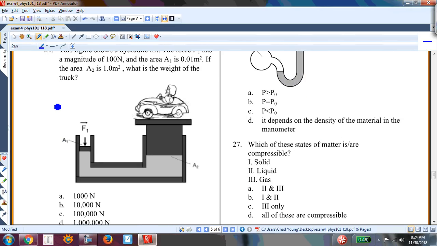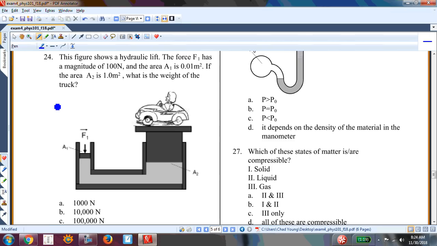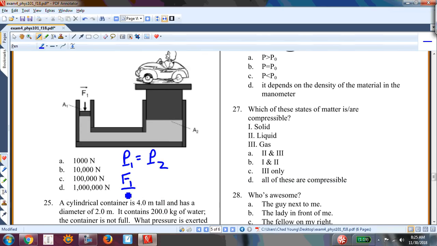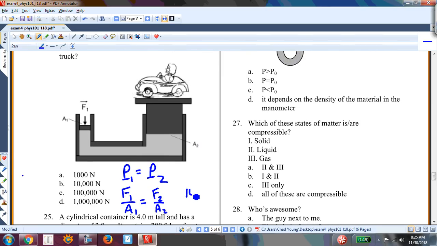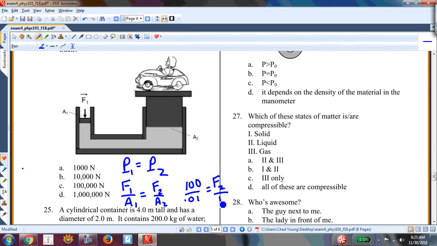This shows a hydraulic lift. I want to know what is the weight of the truck, or the car in this case. I know that pressure 1 is equal to pressure 2. That's Pascal's principle. F1 over A1 equals F2 over A2. F1 is given. I think this was directly from OpenStax. 100 over 0.01 equals F2 over 8 over 1. And 100 over 0.01 is 10,000 newtons. So 24 is B.